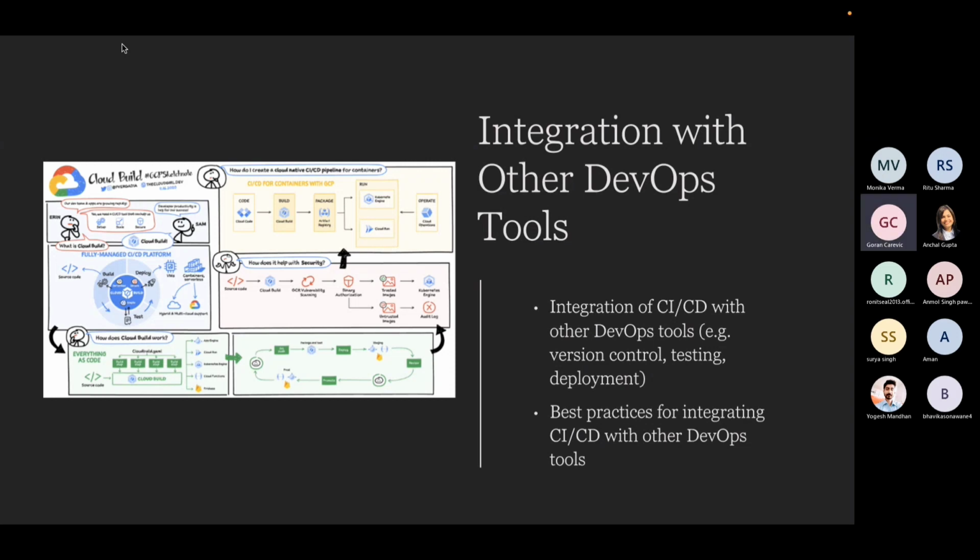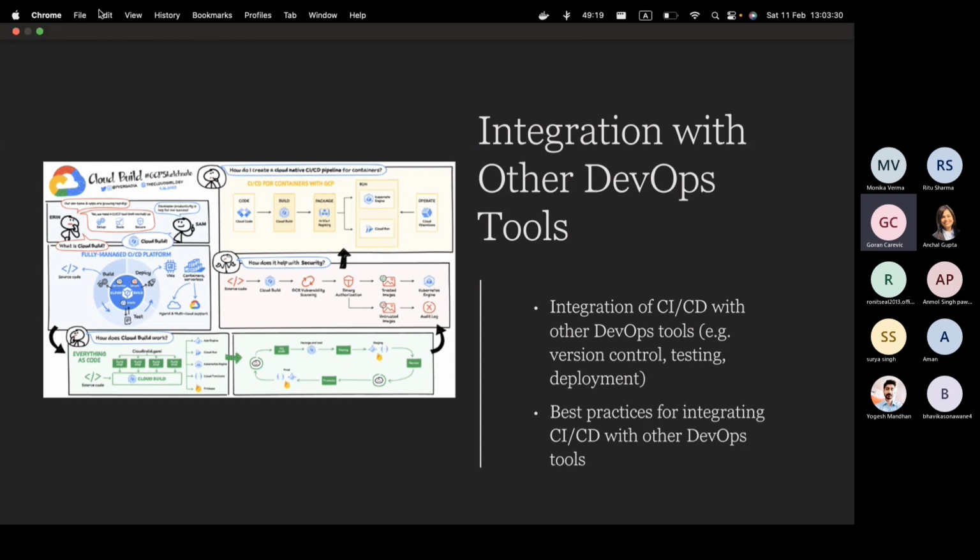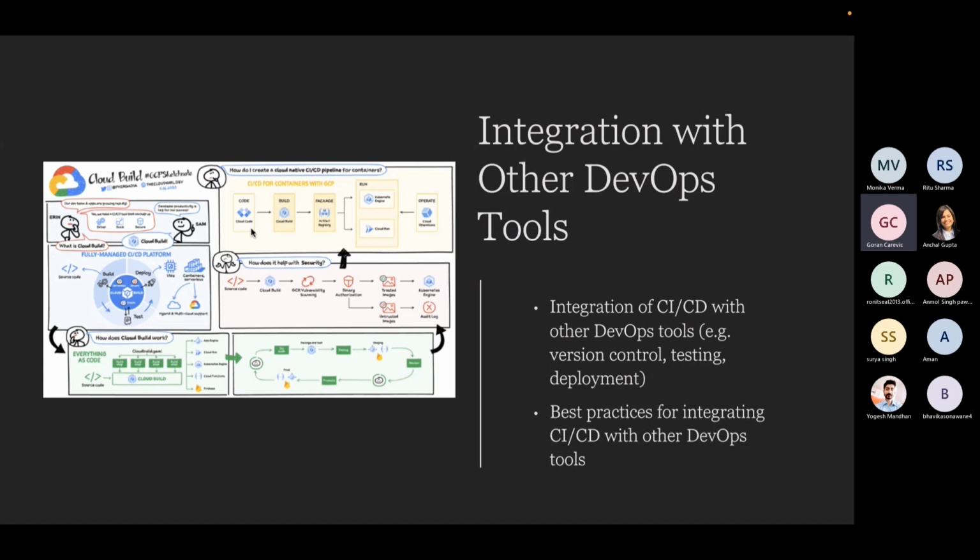Continuous integration and delivery is just one part of the overall DevOps toolchain. In order to achieve full end-to-end automation and streamline software development, it's important to integrate CI/CD with other DevOps tools, such as version control systems, testing tools, and deployment tools. Basically, integrating CI/CD with those tools provides several benefits, including a single source of truth for code changes, easier traceability and accountability of code changes, and reduced manual effort and errors.